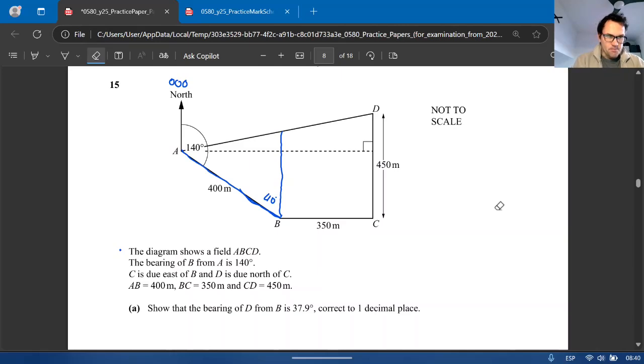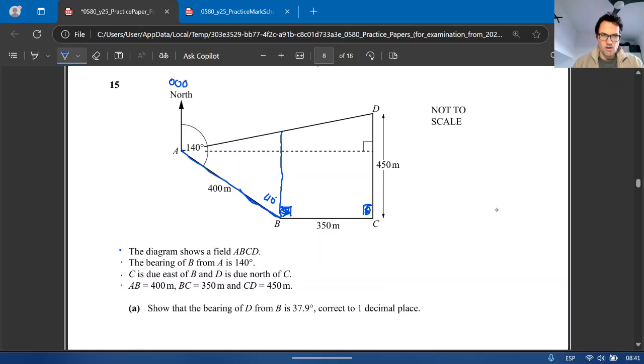Next piece of information. C is due east of B. So due east means this is 90 degrees, because due east is 90 degrees. Here we have another angle, the 90 plus 40, 130, if we ever need it. D is due north of C, so again we know this is 90 degrees. And then they tell us the distance AB is 400, BC is 350, CD is 450.